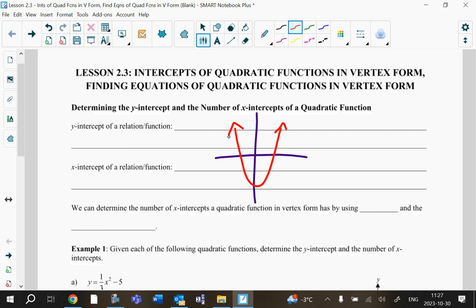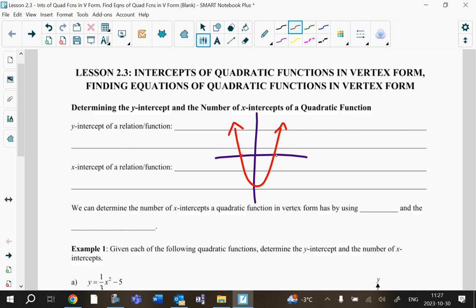Where's the x-intercept or intercepts here? Somebody come point them out, please. Thank you.